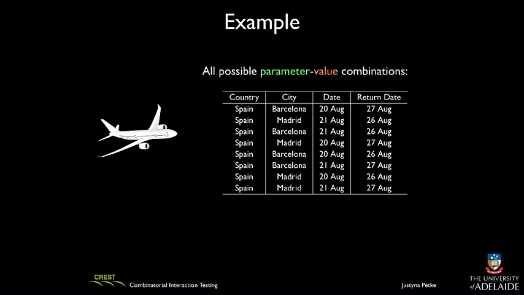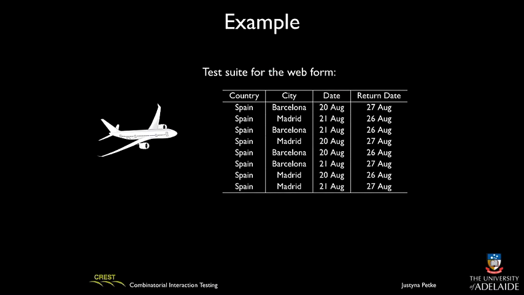So these are all the parameter value combinations. 4 parameters, sometimes one value, sometimes 2. In total here we have got 8 combinations. And this can now be our test suite. 8 cases for this particular holiday, short holiday.